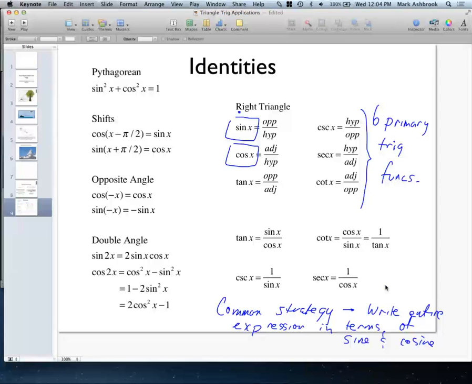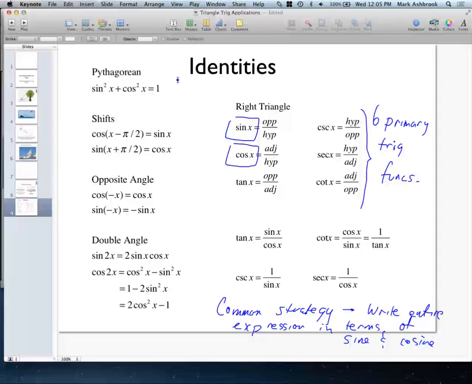Why do we do that? Because most of our identities involve sine and cosine, and since we're more familiar with all these on the left, working with sine and cosine gives us more versatility. It's easier to do that.